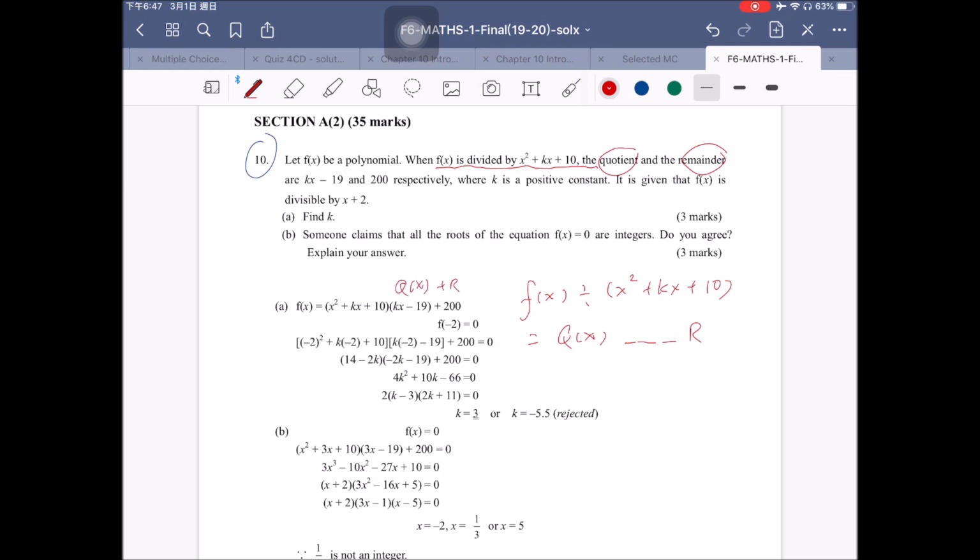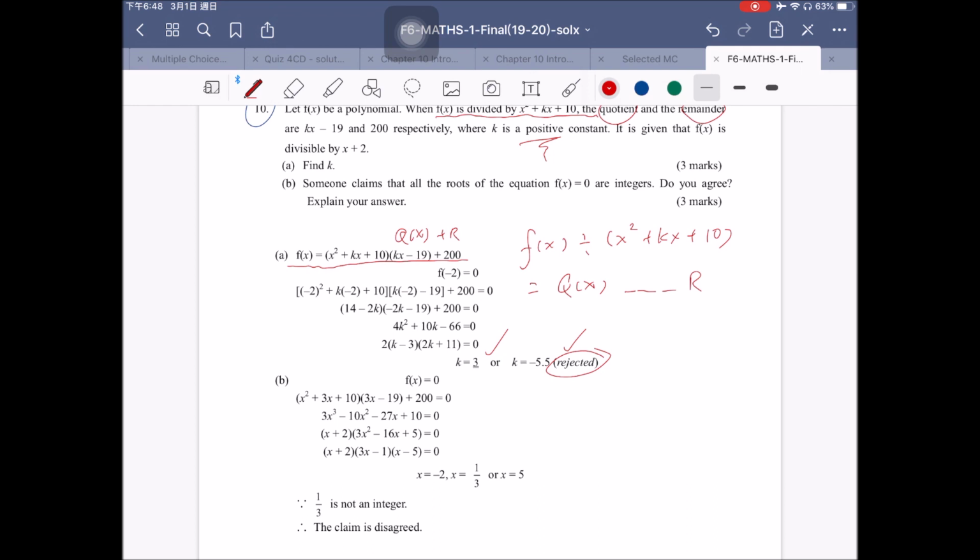remainder. Okay, so you can rewrite f(x) like this, and then you can solve that k is 3 or minus 5.5, but you know that it is positive, so reject it. Okay, you have to reject it, otherwise 1 mark will be lost. So that the roots of f(x) equals zero are all integers.